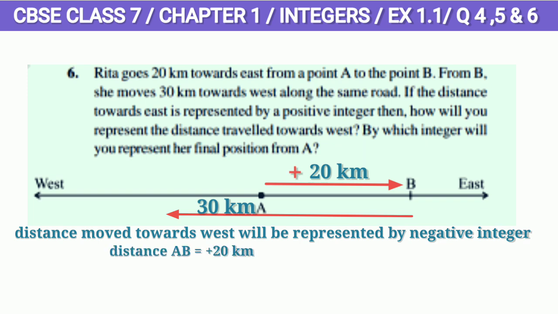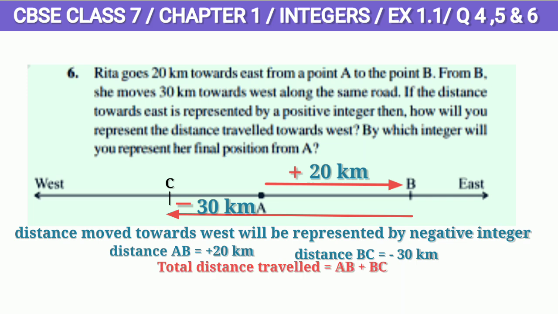Now from B she has moved towards west 30 kilometers. Let us mark her final position as C and her distance from B to C as minus 30 kilometers. Total distance travelled by Rita is AB plus BC, that is 20 minus 30, which is equal to minus 10 kilometer. So Rita's final position from A is minus 10 kilometer.